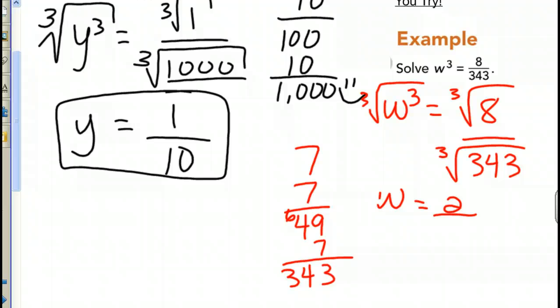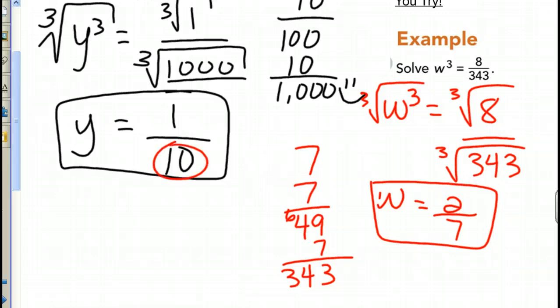Okay, so cube root. You should have gotten w equals 2 over 7. You might be wondering, how did she get 7? I just guessed and checked. I knew it was going to be less than 10 because I knew 10 cubed from this example was 1,000. I tried 9, I tried 8. They both didn't work, so I tried 7. Well, 7 times 7 is 49. 49 times 7 happens to be 343, so I knew 7 was the cube root of 343.